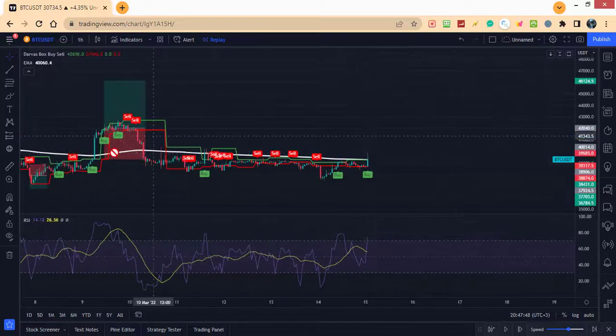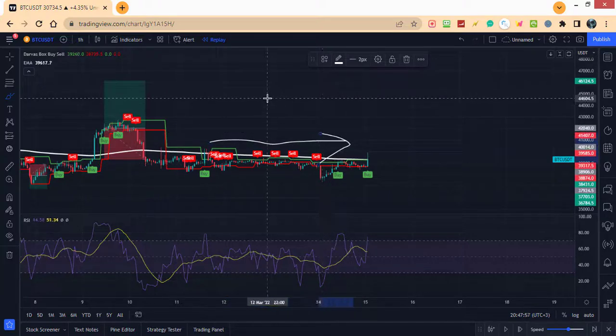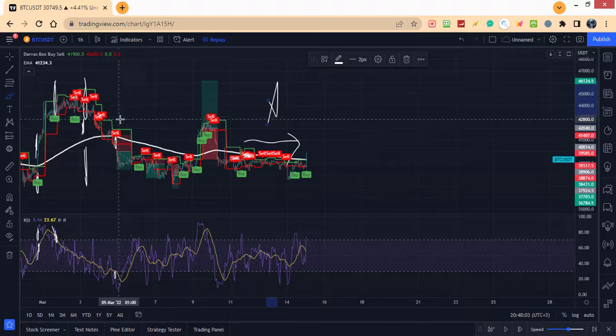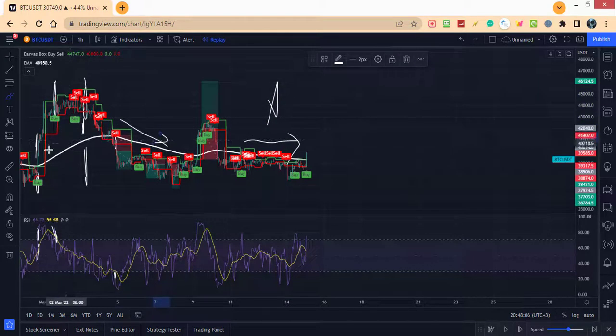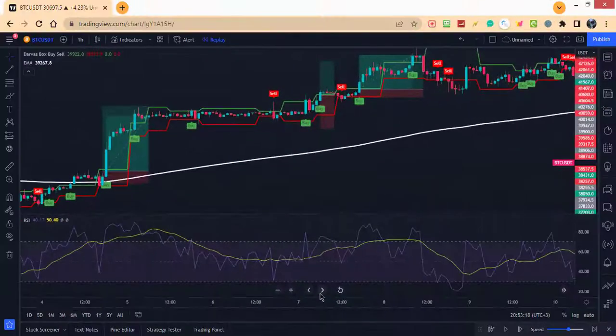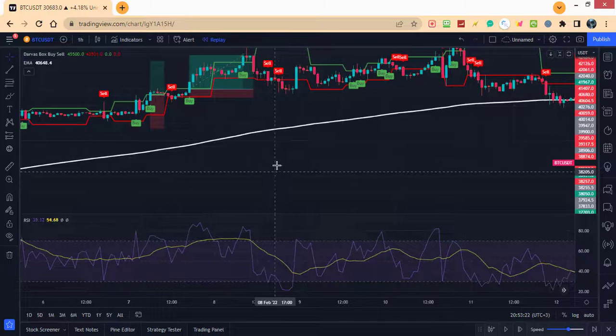I think the market can play up sometimes. Another tip I want to tell you: whenever there is a ranging market, meaning the 200 is in a straight position, you will not take a trade. You will take a trade only when the EMA is either upward increasing or downward decreasing, not straight. So let's do our backtesting.